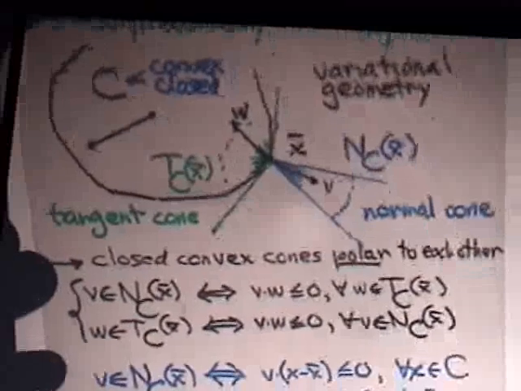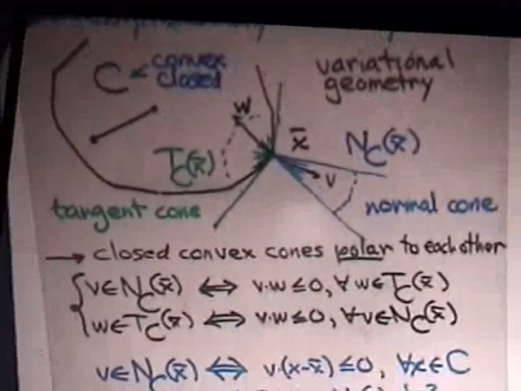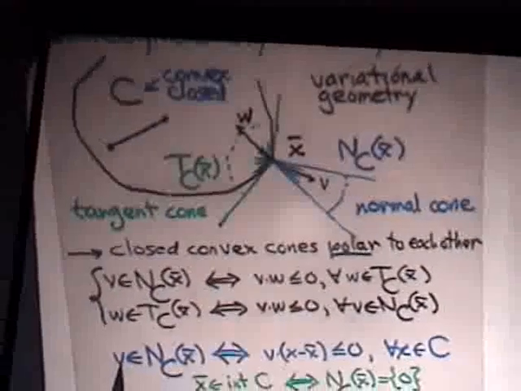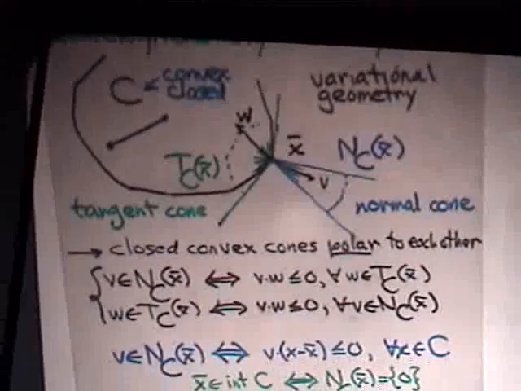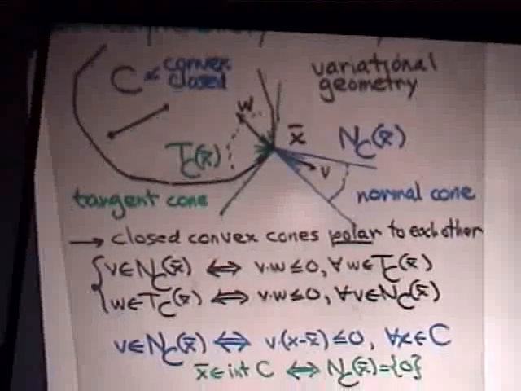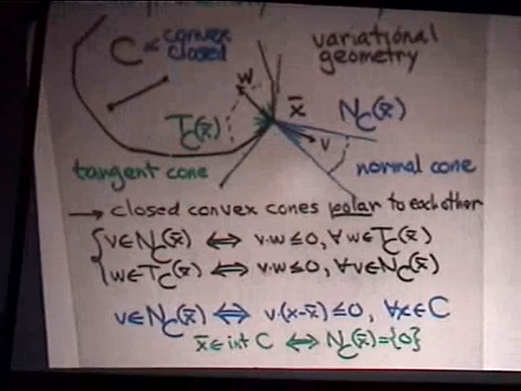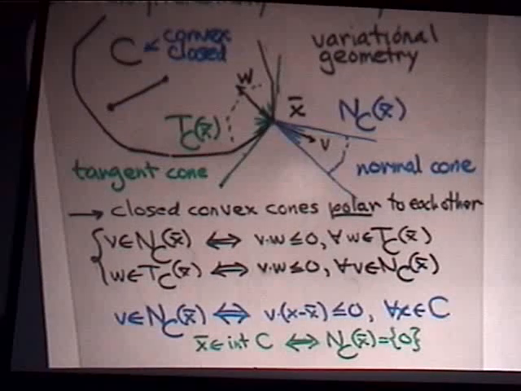Now, here is the direct definition you can give of the normal cone. The normal cone at x bar consists of all the vectors v satisfying a certain inequality for every x in C. This, by the way, is the source of the notion of a variational inequality, which is going to come up in a moment. It's this condition describing the normal vectors to a convex set.